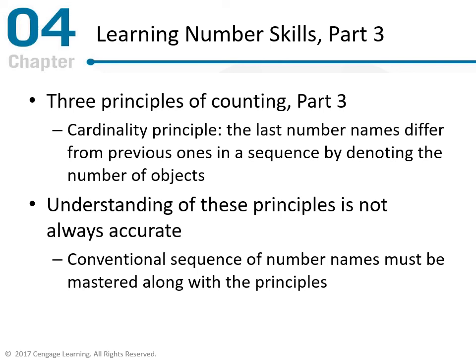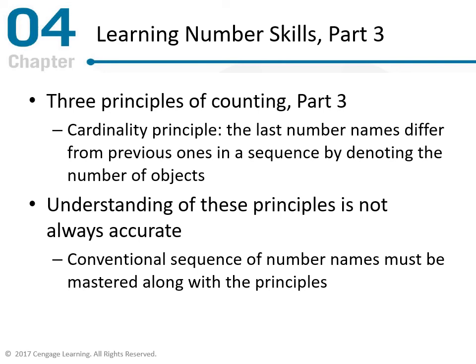And then also you have to remember, when thinking about these three principles of counting, that these principles are not always accurate. Conventional sequence of number names must be mastered along with the principles. So they get it wrong, right? They understand kind of the concept, but not exactly. They get the sequence off. They don't have all the right numbers in order. So it has to come with mastering of these principles. It's a process, and by age 5, most can apply all the basic counting principles 1 through 3. So it takes about age 5 to master them. They start to learn them, but they don't master them until the age of 5.